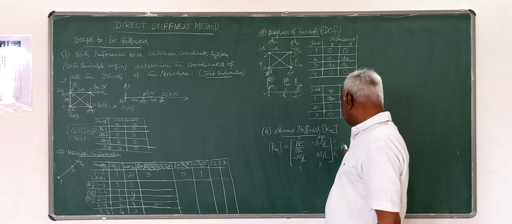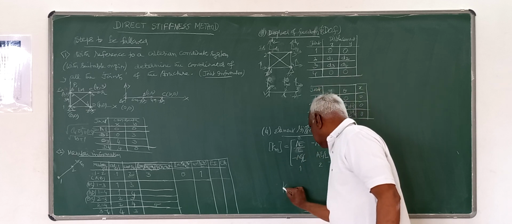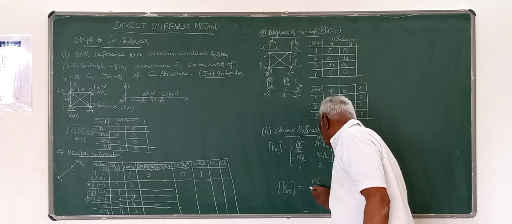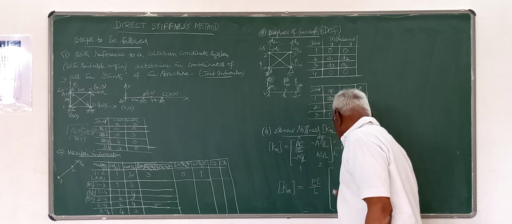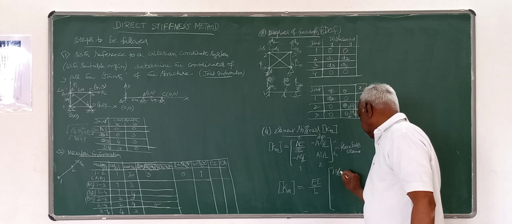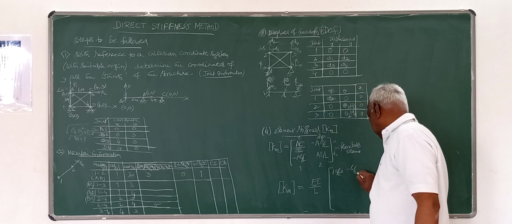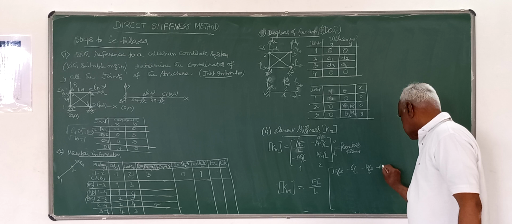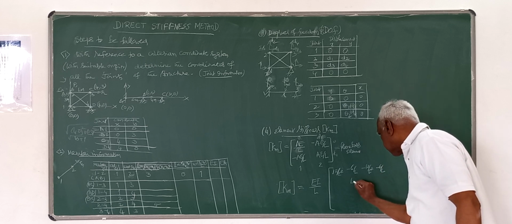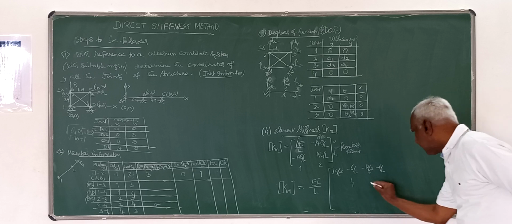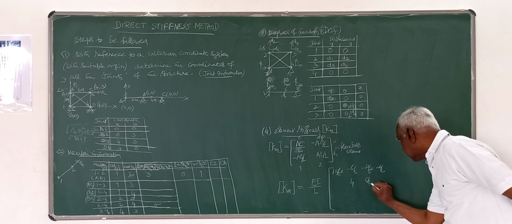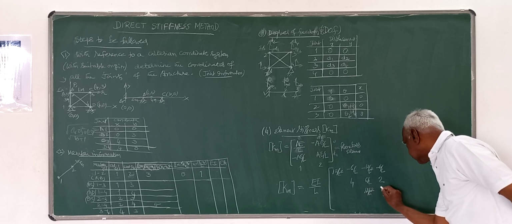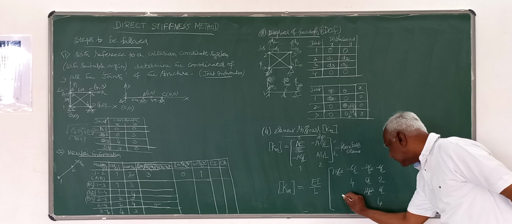Again, for a truss element it is this, and even for a beam element, the member stiffness matrix is given by EI by L cubed into 12, 6L, minus 12, 6L, then 4L squared, minus 6L, 2L squared, then 12, minus 6L, and 4L squared. Then it is symmetric.